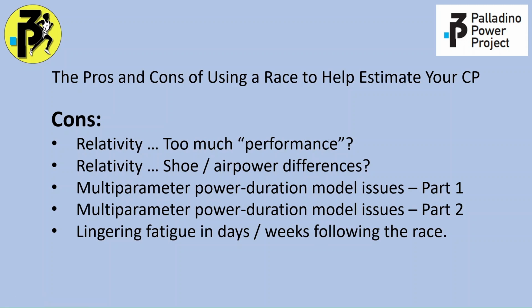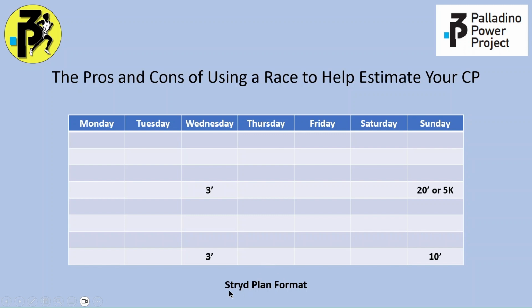All right, so a little bit more about some of the testing protocols that you see in the plans. So a Stride plan format, this is what it looks like. It's a 3-minute test followed by a weekend 20-minute time trial or 5K race. And then about 4 weeks later, another 3-minute, this time with a 10-minute. So we're covering the short domain, the middle domain, and the longer domain in this protocol on an ongoing basis. So it keeps the CP frequent and updated and currently valid.